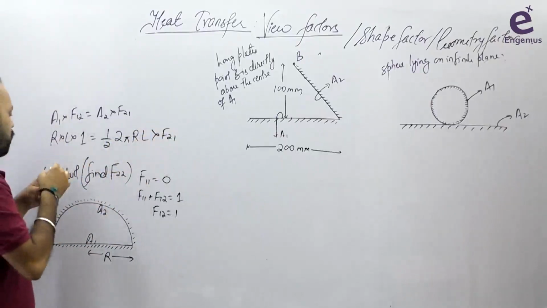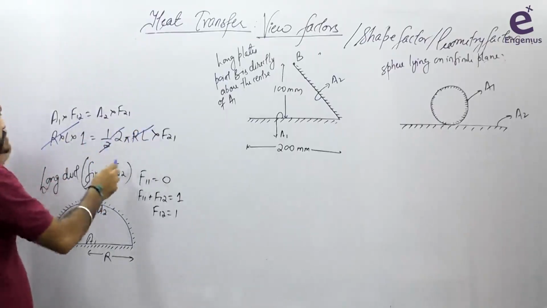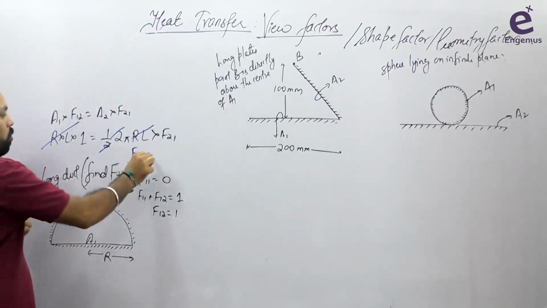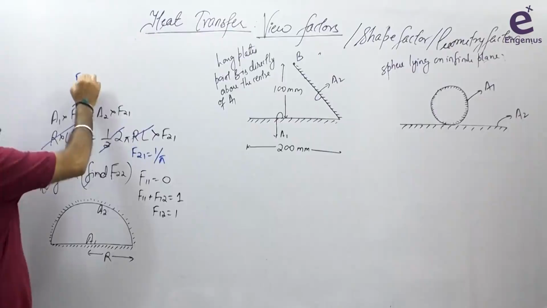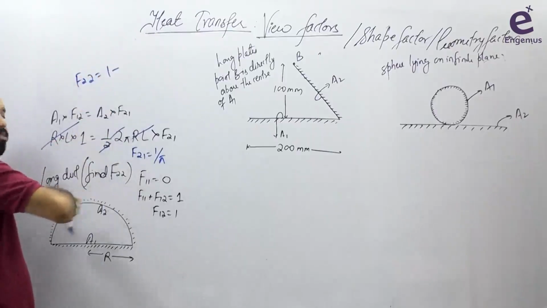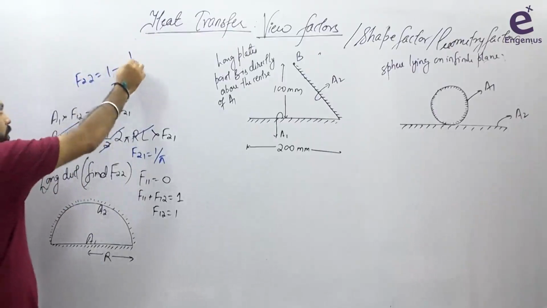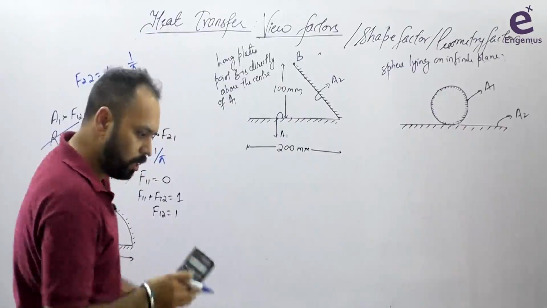You can see yourself that RL is getting cancelled. RL 2, F21 is equal to 1 by pi. And therefore, F22, we have to find F22, right? 1 minus 1, because F22 is not 0, it is the concave surface, right? 1 minus 1 by pi. So, pi minus 1 divided by pi. So, in decimal, what values will come, you can calculate, right?